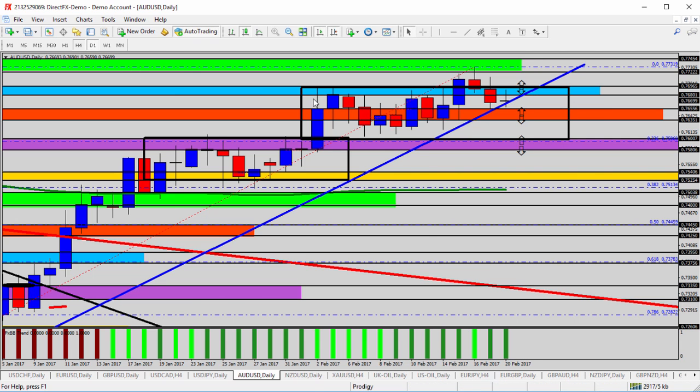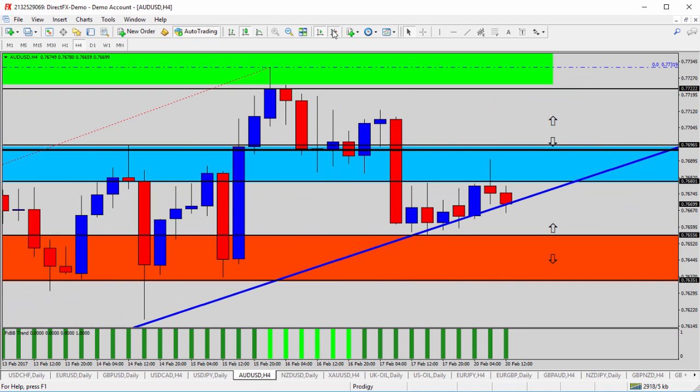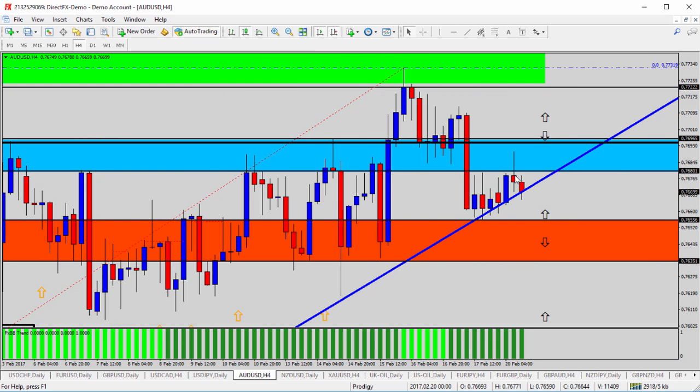Let's take it down to the 4-hour time frame, and you can see what's happening over the past several hours. Take a look at that. It's just kind of stuck under the blue zone as resistance. That's what you would expect. We're stuck above the orange zone as support. That's what you would expect.